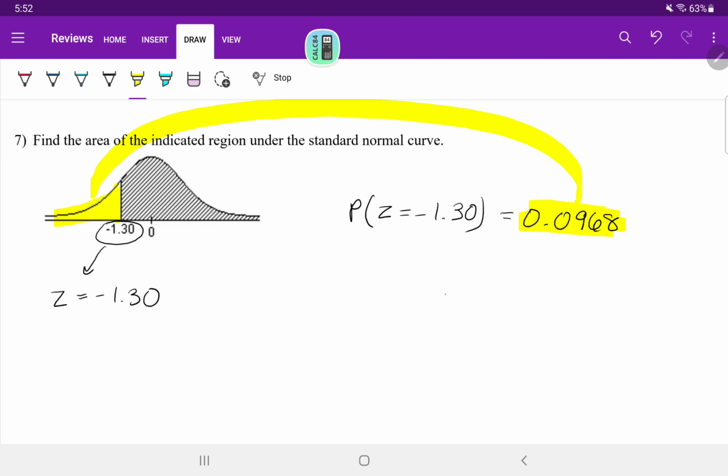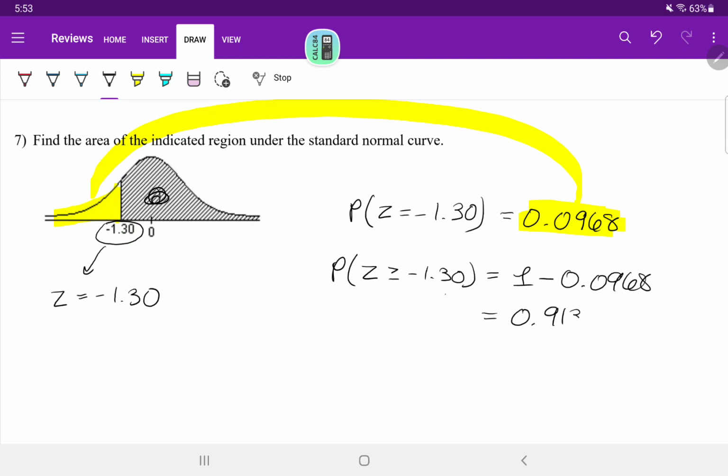But the question does not want us to look for that area. It wants us to find this area right here. So to find that area, which is to the right of negative 1.30, we're going to subtract this probability that we found from 1. So it's going to equal 1 minus 0.0968. When we subtract that, that's going to equal 0.9132.